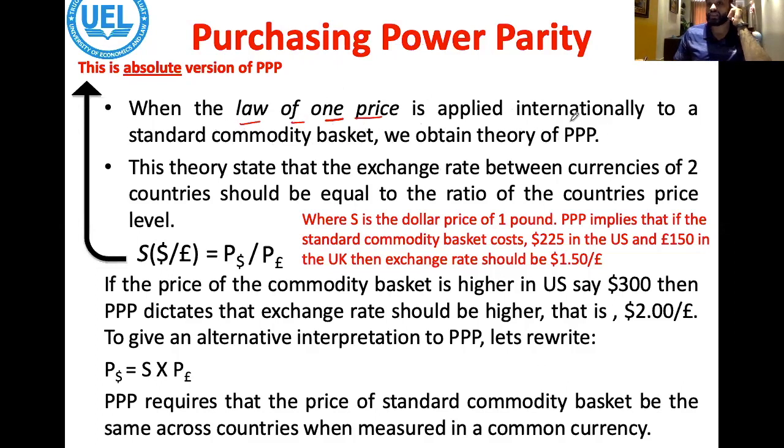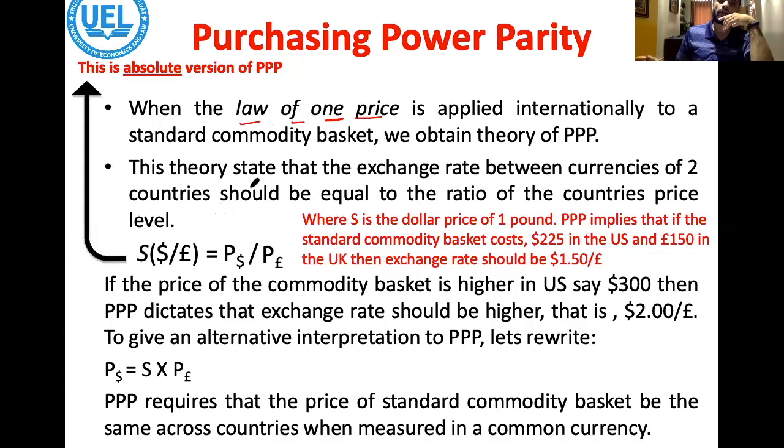We obtain the theory of purchasing power parity, which means whatever we are buying in one country, we try to equalize the same quantity with the other country's currency purchasing power, right? This theory states that the exchange rate between the currencies of two countries should be equal to the ratio of the countries' price levels, right? So the exchange rate depends upon the price level.